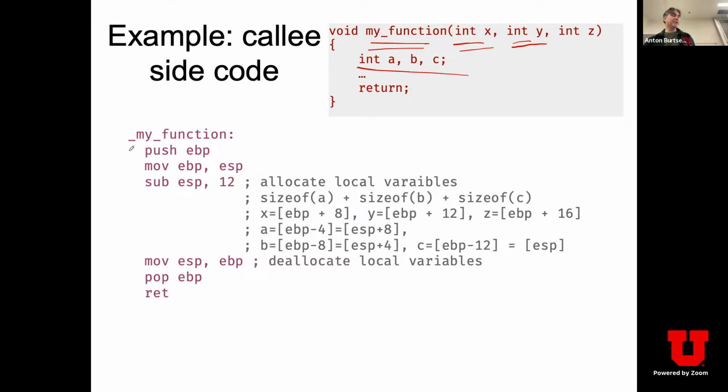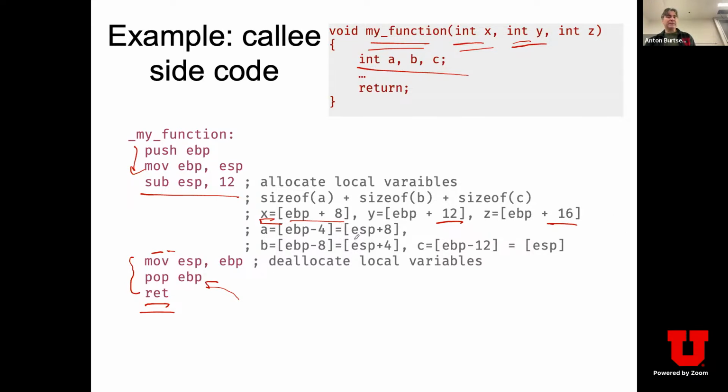The code which will get generated has the same prolog, initializing the new stack frame for my function, and then allocating space for local variables. Then here is the body of the function, do something, and before you return, you deallocate the space, restore the old stack frame, and return. And inside the function, this is how you refer to those names. Remember the stack layout: arguments will be EBP plus 8, plus 12, plus 16, and local variables will be EBP minus 4, EBP minus 8.